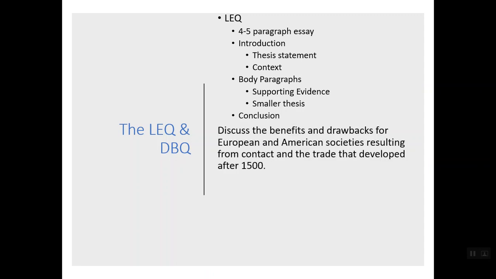So for example, if you're discussing the benefits and drawbacks for European and American societies resulting from the contact and trade that developed around 1500, the students would be discussing how the Columbian Exchange, that exchange of goods between the New World and the Old World, was both positive and negative, okay?